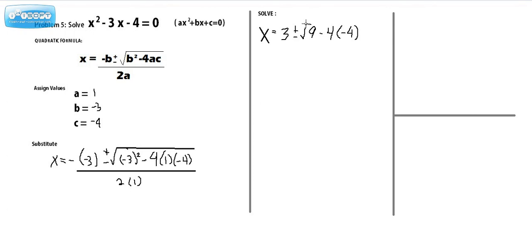And let's just fix the radical here. Okay, and again, that's all over, and this time, 2 times 1 is 2.